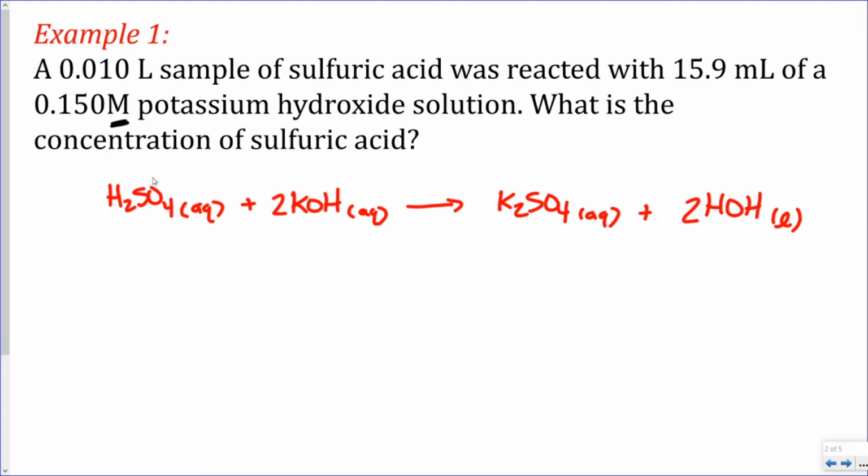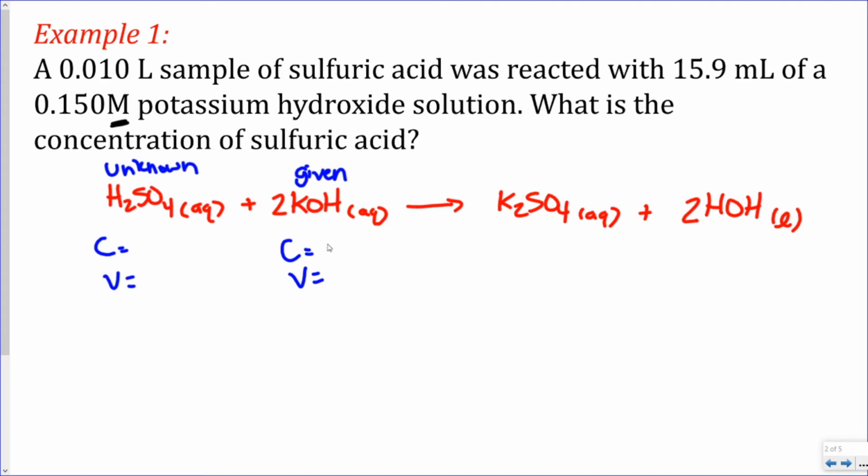Step two, identify our given and our unknown. So we are given 15.9 milliliters of a 0.150 molar potassium hydroxide solution. So we know a lot about potassium hydroxide, so that's our given. We're asked what is the concentration of sulfuric acid. That's this one over here, so this is our unknown. So in this case, both of what we're working with is on the reactant side. That's not uncommon, so just make sure that you realize that. So we're supposed to list concentration and volume for each of these.